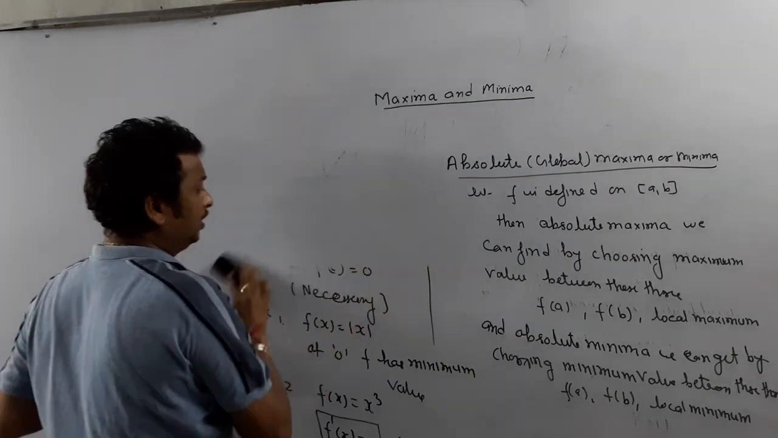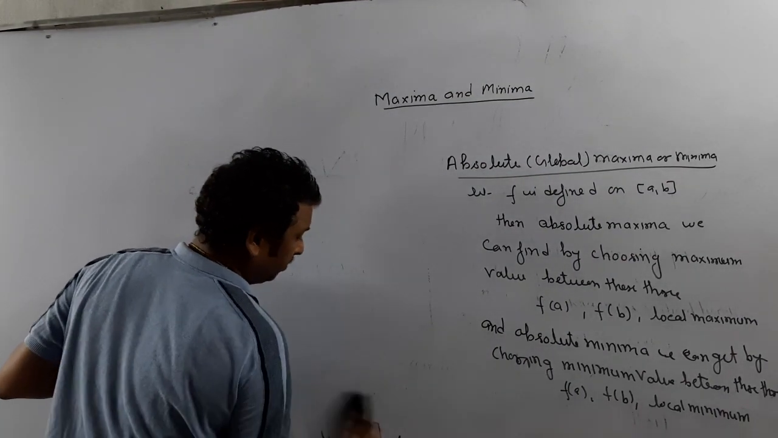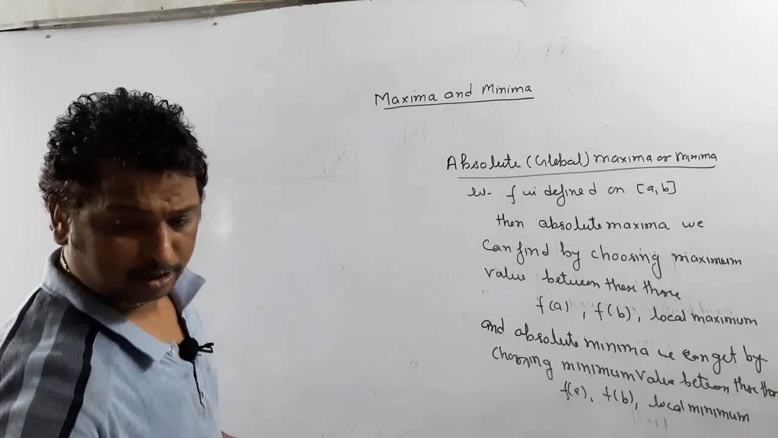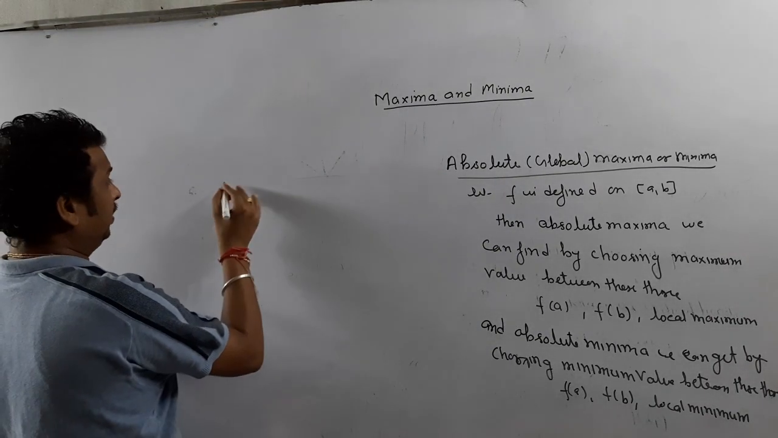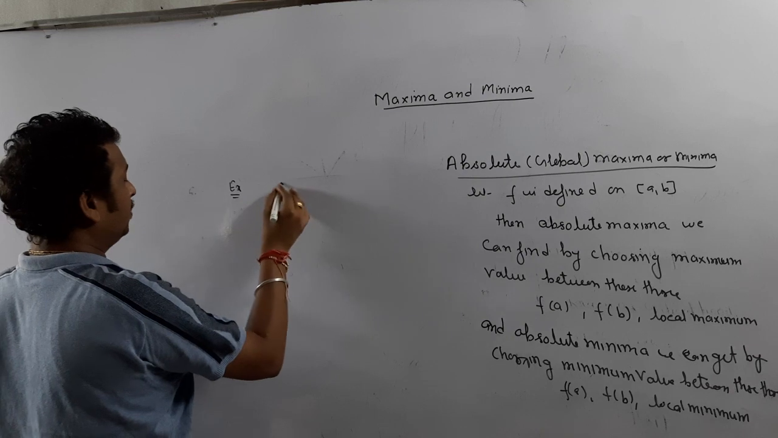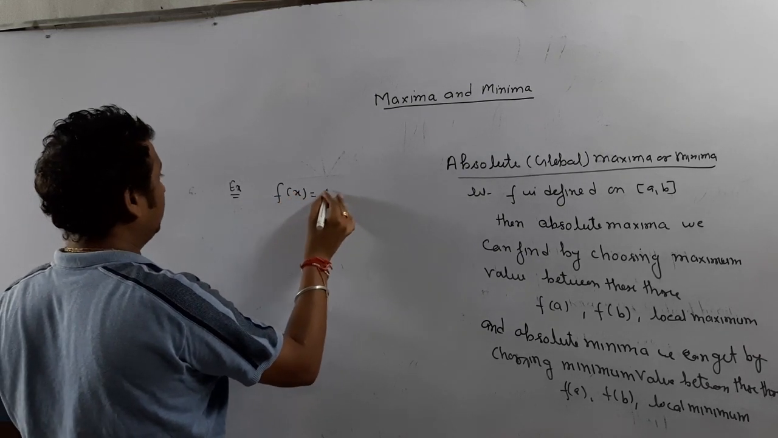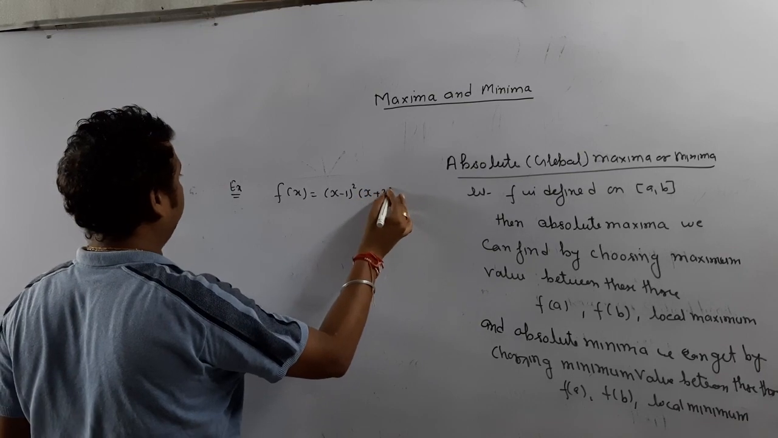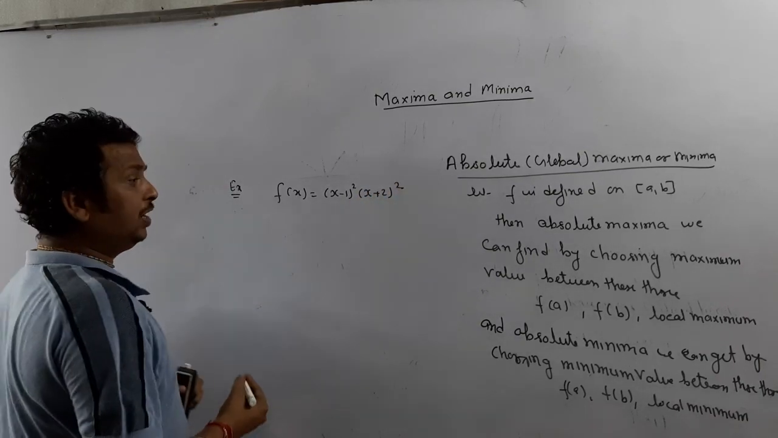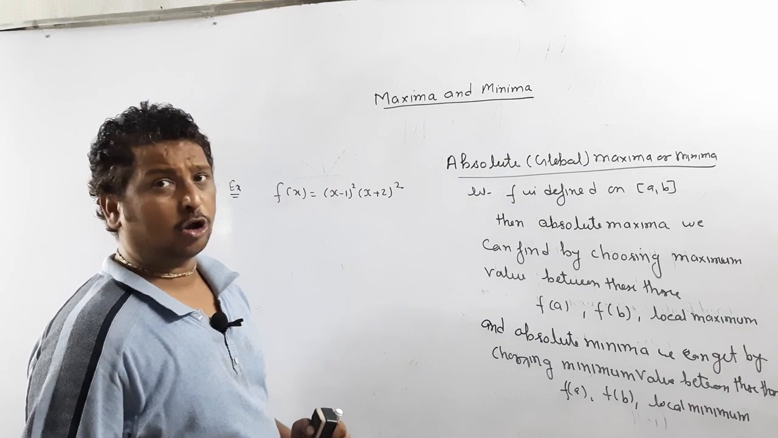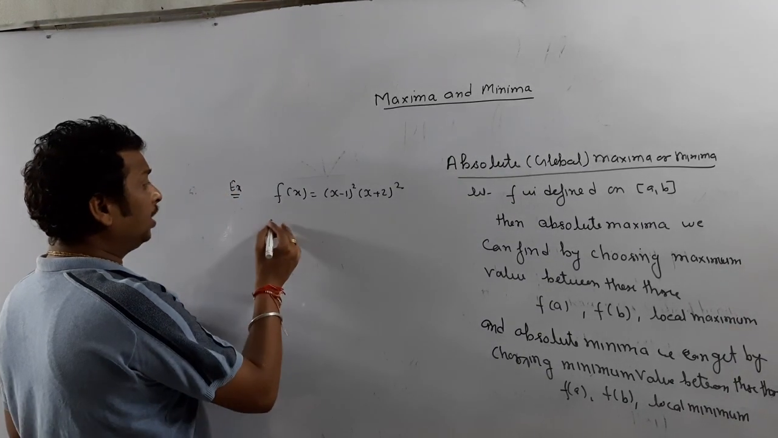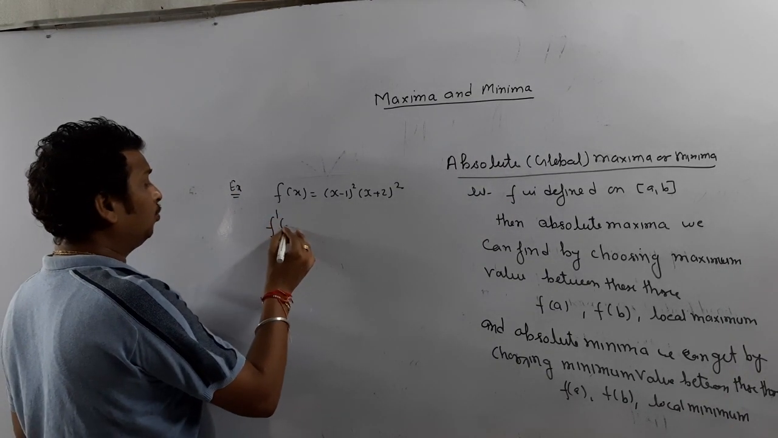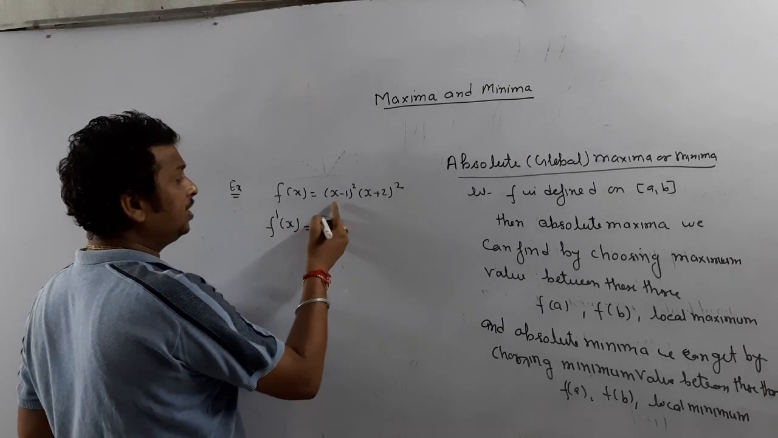How do we calculate local maxima and minima? Suppose we are given a function f(x) = (x minus 1) square times (x plus 2) square. Now they ask us to evaluate its maxima or minima value. Then how do we calculate? First we have to find f dash x, the differentiation of this.